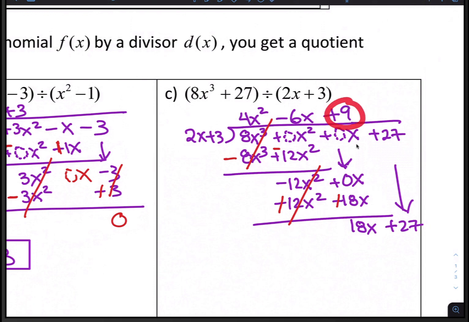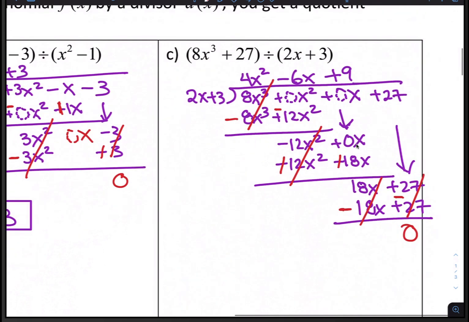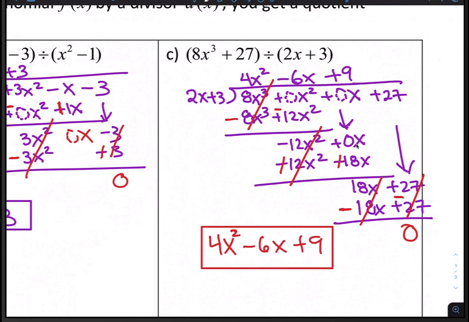We're going to multiply this 9 times 2x. That's going to be 18x, which you write at the bottom. And then 9 times 3 is 27, which you also write at the bottom. Now we're subtracting the 18x and also subtracting the 27. Everything cancels and your remainder is 0. So our answer is the quotient up here at the top, and that is 4x squared minus 6x plus 9. That is our answer.